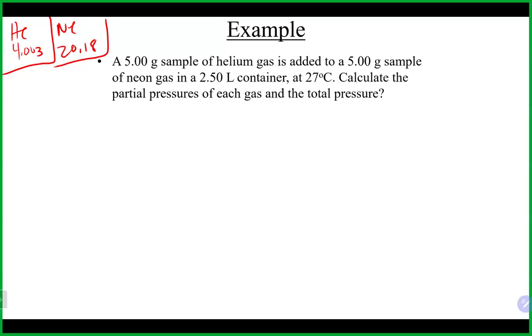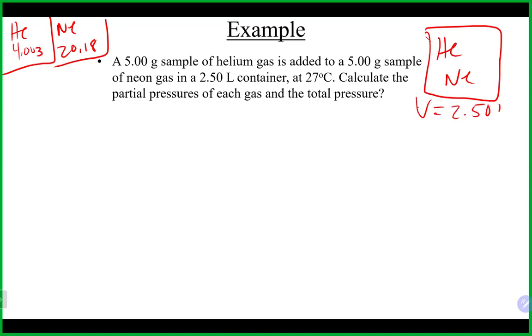So here in this situation, we got a container, got some helium flying around, it's got some neon flying around. They are both in the same container, which means they both have the same volume of 2.5 liters. We also have the temperature for both of them at 27 degrees Celsius. We are looking for the pressure of each of them. So again, a little P equals nRT action here. We have temperature, we have volume, we always have R. We are looking for the pressure.